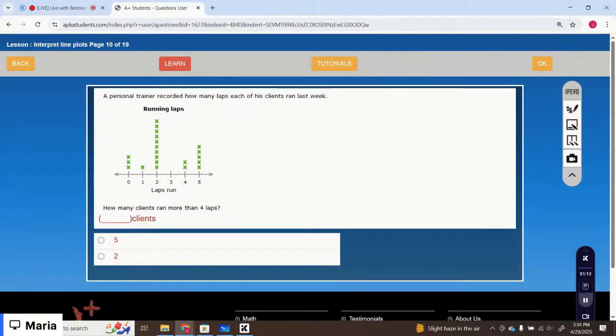A personal trainer recorded how many laps each of his clients ran last week. How many clients ran more than 4 laps? More than four means you need to count the laps that have 5 laps, right? More than four is only one value, that is five. Option number one is the correct option.